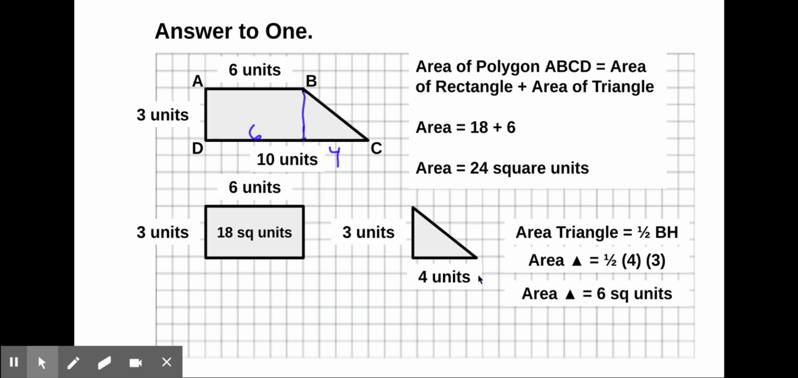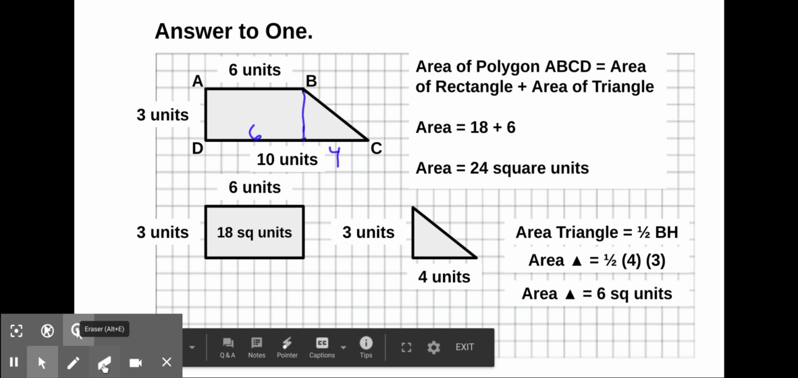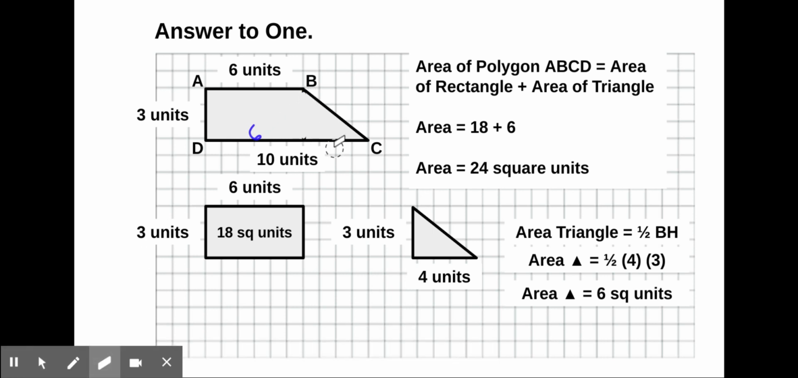So bear that in mind as we go to the next slide. Let me just erase this, and before we go to the next slide. And boom, all erased. And here we go.